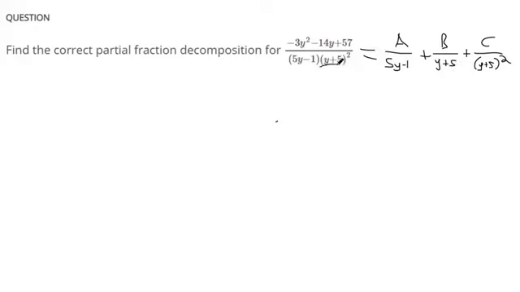And because y plus 5 comes up twice, you need to consider it to the first power and to the second power. Because now, if you were to multiply both sides of this equation by the denominator, you get negative 3y squared minus 14y plus 57 on the left. And here, you get a times y plus 5 squared. And then you'd get b, the y plus 5 would cancel out, so you'd have 5y minus 1. And then you have another y plus 5.